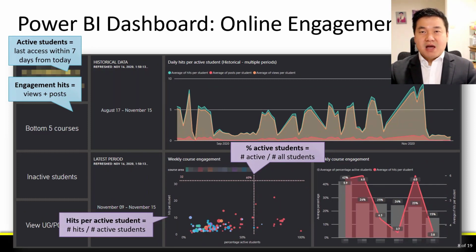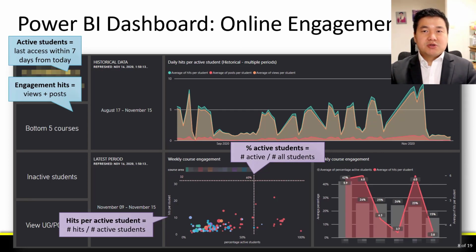At the beginning of the pandemic, we had to switch our teaching to online delivery almost immediately. One big challenge to us at that time was how to increase our visibility into the student experience in the online space. To do this, we used Power BI dashboard to monitor student online engagement with data from our LMS.